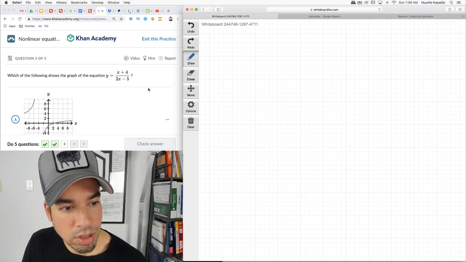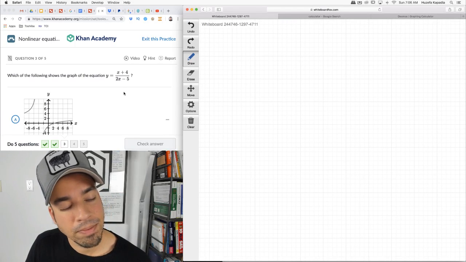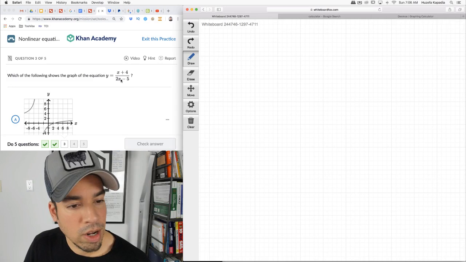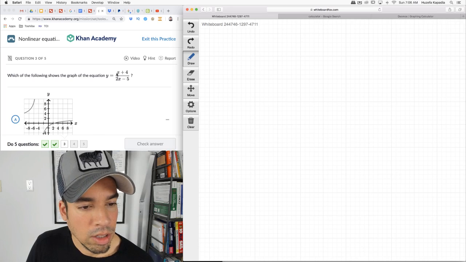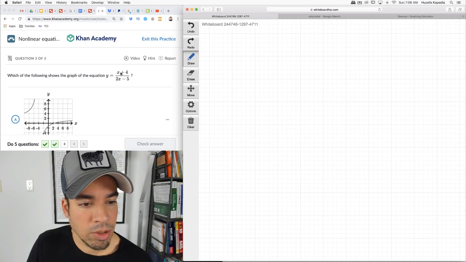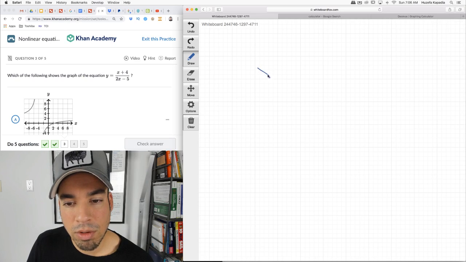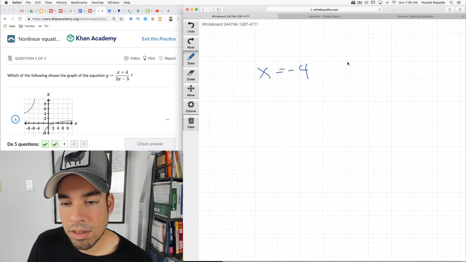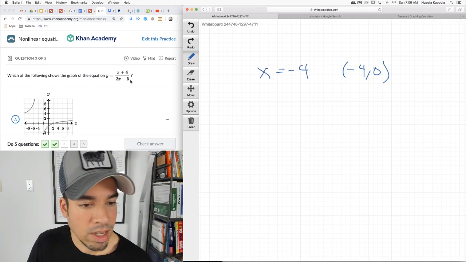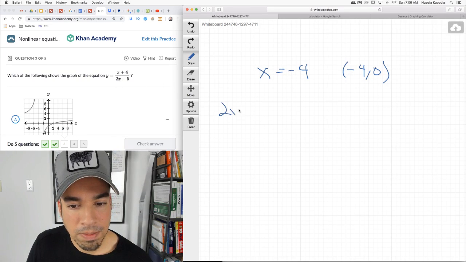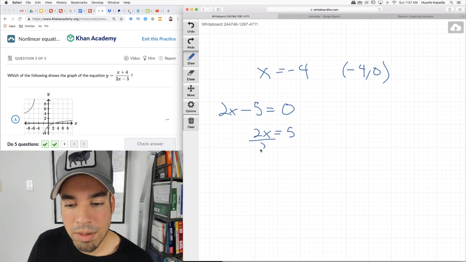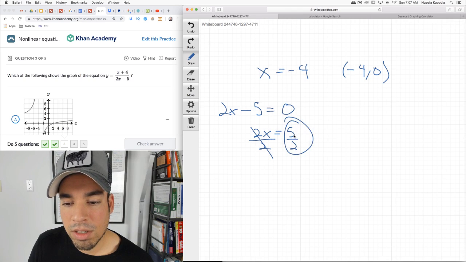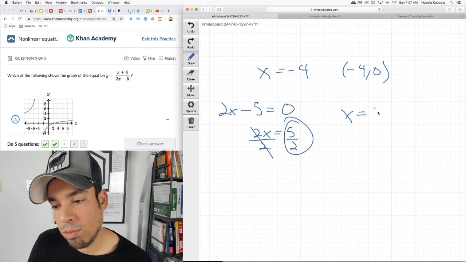Next, which of the following shows the graph of the equation, and so on. All right. Again, let's use the same strategy. I want to know when the denominator is going to 0. The top will give me my intercept. So the top goes to 0 when x equals negative 4. So I'm going to have an intercept at (-4, 0). That helps. And then I have the denominator, 2x minus 5. When that goes to 0, we're going to have an asymptote. So I'm going to add 5 to both sides and then divide by 2. So my asymptote is x equals 5 over 2, or 2.5.